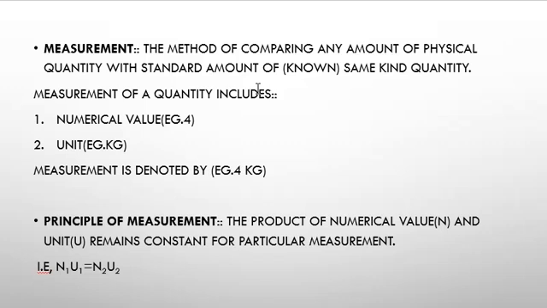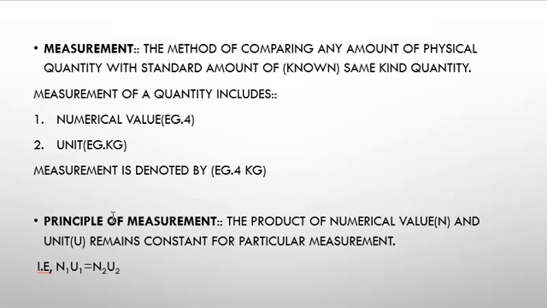Similarly, we can calculate the measurement of any amount. A measurement includes two terms: one is the numerical value and the other is the unit. In the numerical value, for example, the weight of this vegetable is 4 kg; 4 is the numerical value and kg is the unit. So altogether the measurement of any value is denoted by 4 kg.